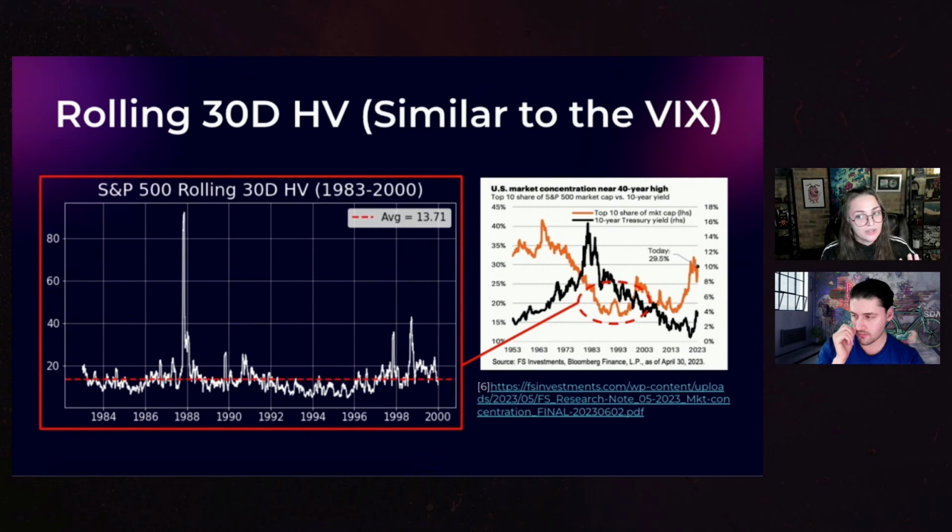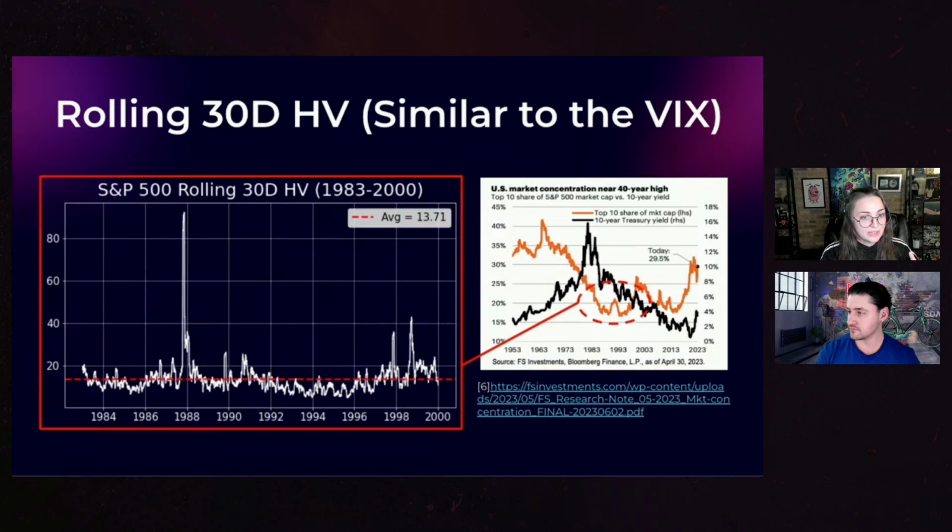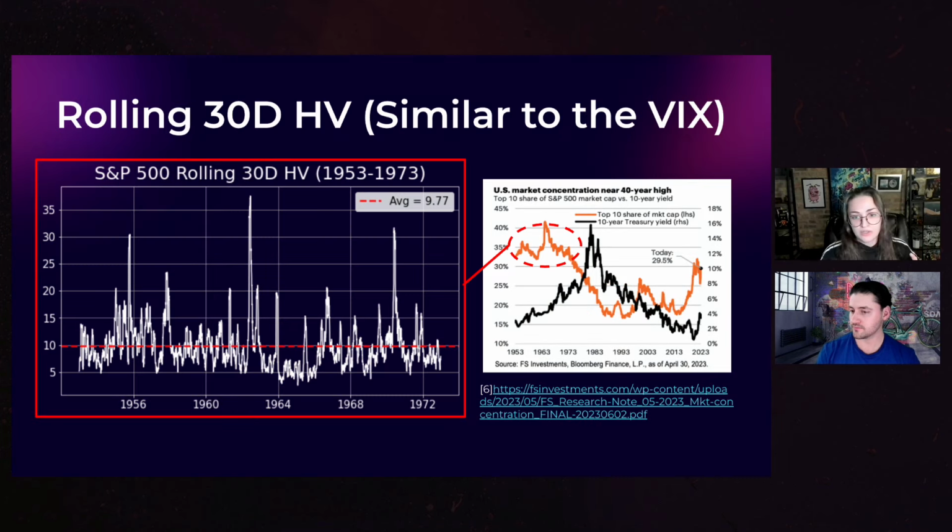And then when we compare that to a higher concentration period, and this is just one example, this is from 1953 to 1973, you can see that along here. Your average was actually lower, and you did have a vol spike of 35, but it's not nearly as high as the spike of 80 that happened in around the late 80s. So in this example, we're only looking at one time frame, but the volatility was actually lower on average, and we didn't have a vol spike.